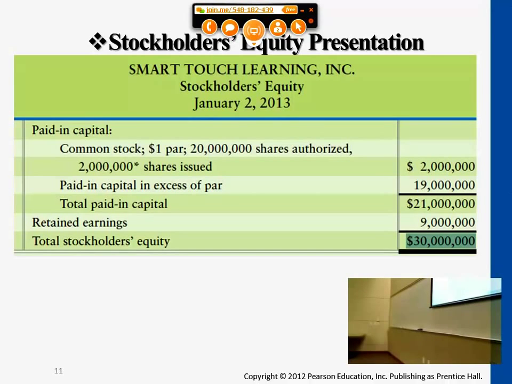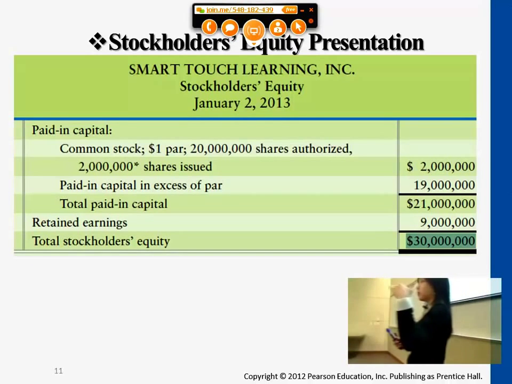If we take a look at the common stock category, it tells you $1 par, that's the face value, and then it tells you 20 million shares authorized. The 20 million shares authorized is the maximum number of shares that the company is able to issue to the public. That part will be given to you in each and every problem. When a company incorporates, the state grants them the number of shares that they are able to issue, the threshold. So that's 20 million shares.